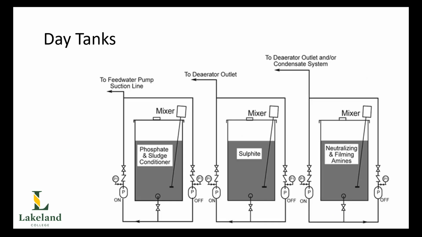Okay, so here's a typical arrangement of day tanks. Now you can see here that we've got 3 totes basically. These are typically either plastic or stainless steel, and they contain our chemical diluted with water. And we have 3 typical examples here: a phosphate and a sludge conditioner, that'd be an orthophosphate. We have our sulfite in the middle for our oxygen scavenger, and then we have our neutralizing and filming amine, i.e.